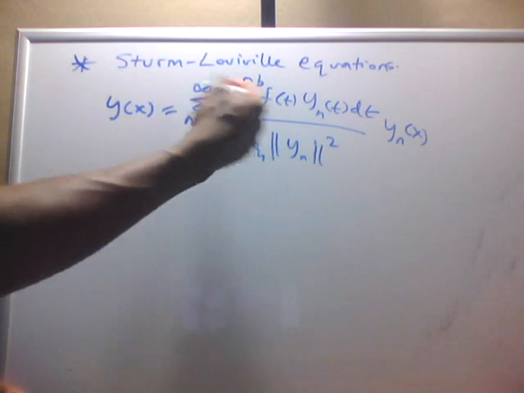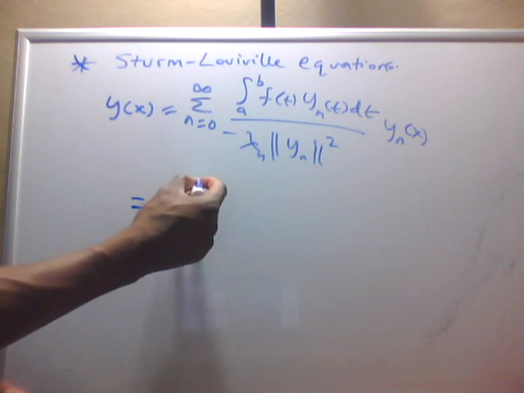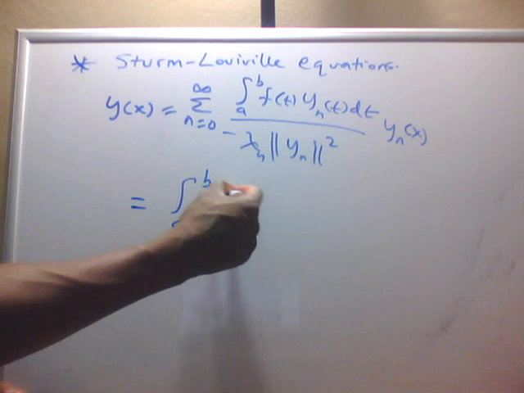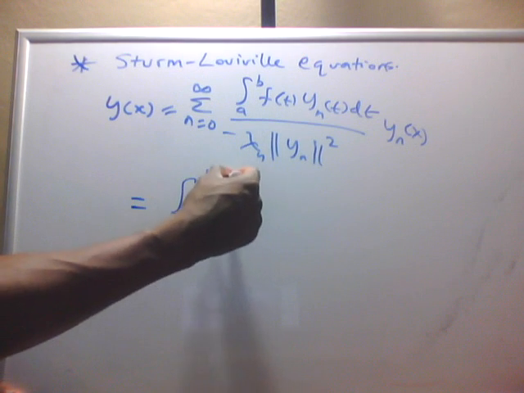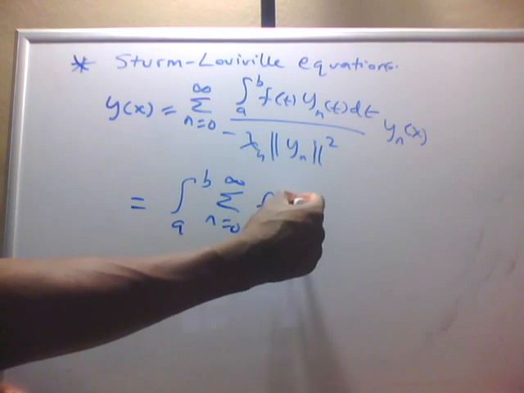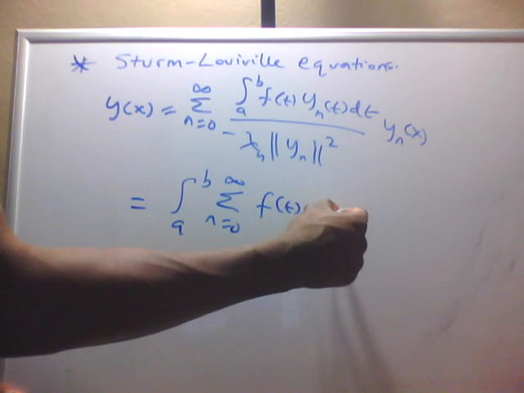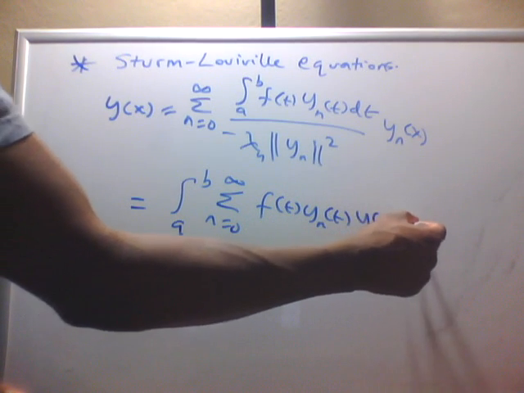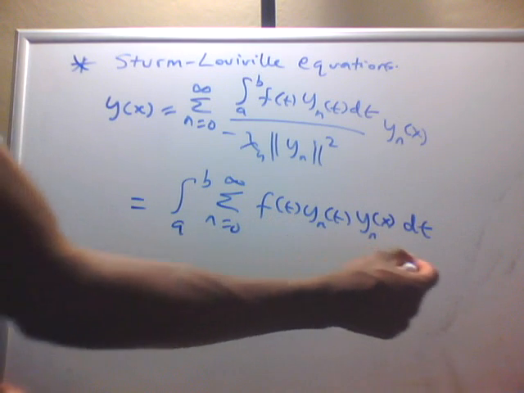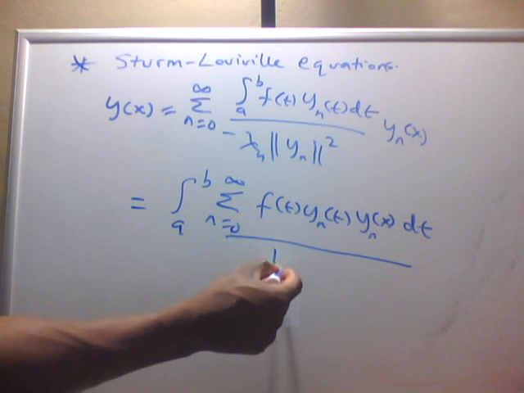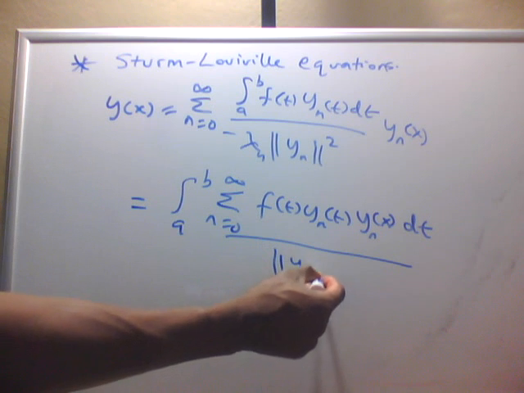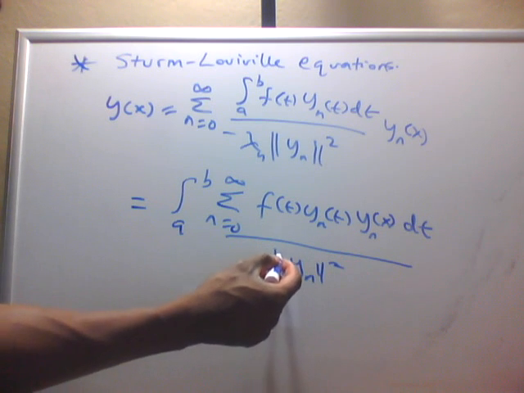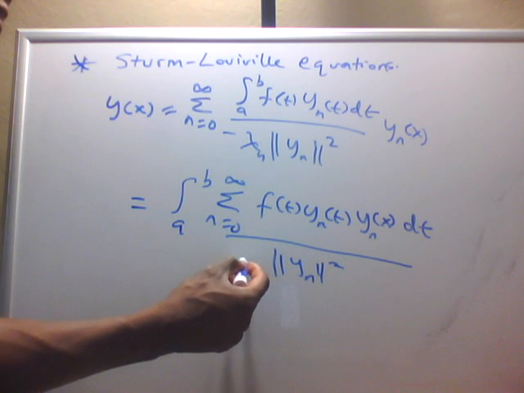Okay, I'm going to swap the series sum with the integral. I get the integral from a to b of the sum from n equals 0 to infinity of f(t) yn(t) yn(x) dt, divided by the square norm of yn, negative lambda n.